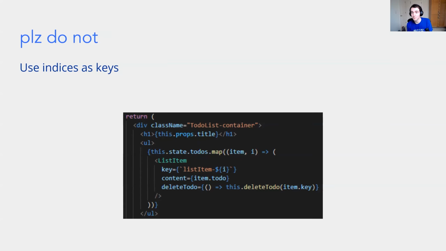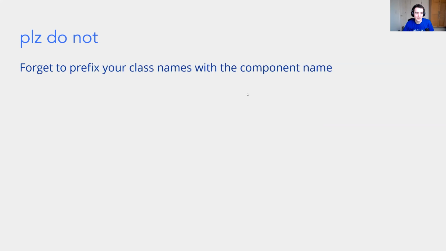And it can make performance optimizations based on that assumption, which means that if you use index as the key, and then you sometimes modify which item has which index, React can actually get confused when it tries to optimize performance and can actually render the incorrect thing. Okay, so don't do this.